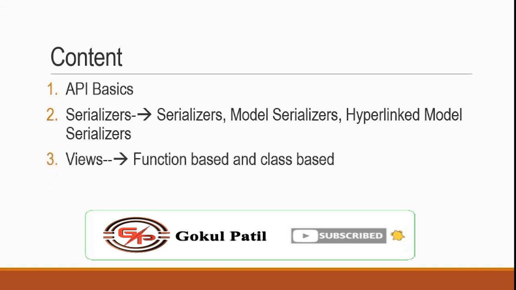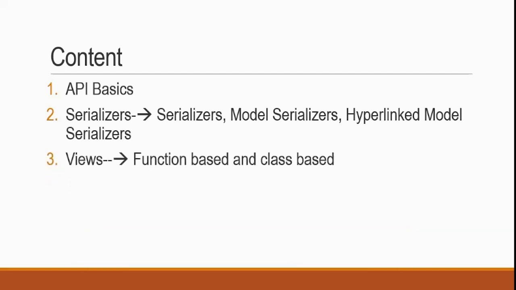Moving ahead, about the views. As we know, in Django there are two types of views, function-based and class-based views. In the API also, we are going to talk about function-based and class-based views. Then we'll also talk about ViewSet and router, how we are going to route the application using a single URL. So these are all basics of the REST APIs.